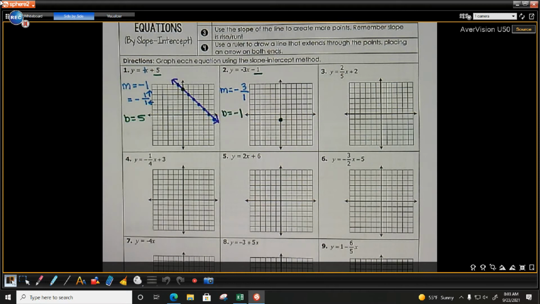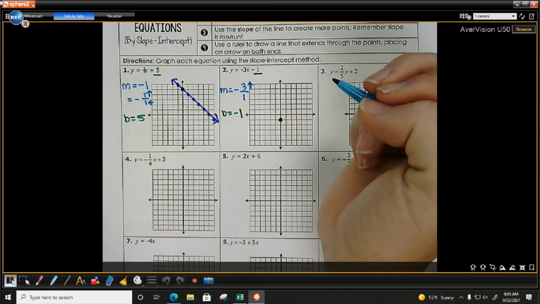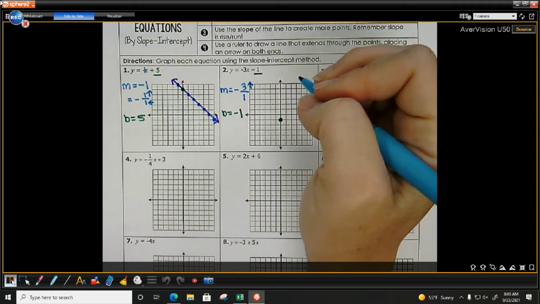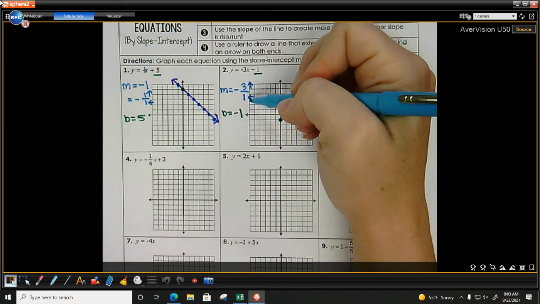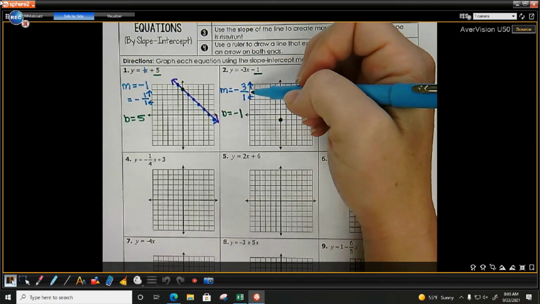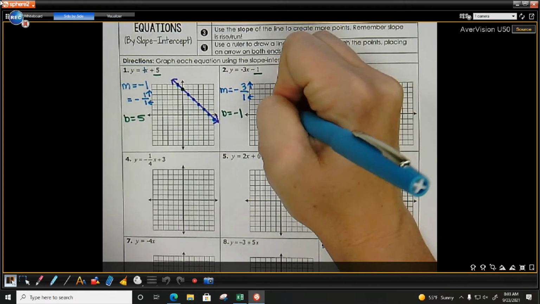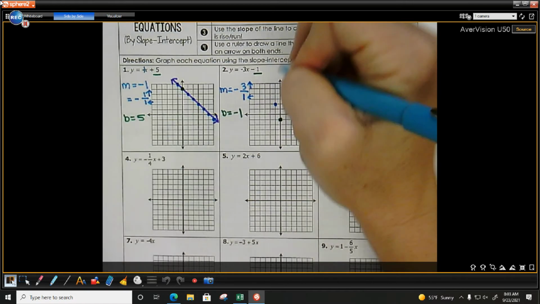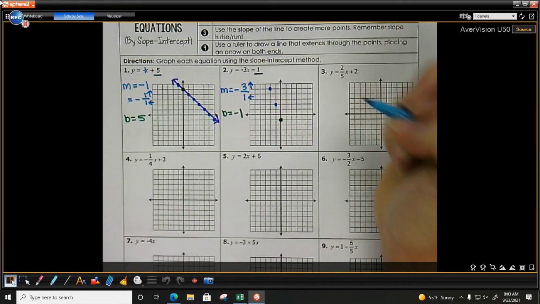Negative 1. Always begin on the y-axis. That b is a y-intercept, so you begin on the y-axis. Again, I always go up. And if my slope is negative, I'm going to go up to the left. Up is positive, left is negative, so a positive divided by a negative gives you your negative slope. So up 1, 2, 3, left 1, put a dot.